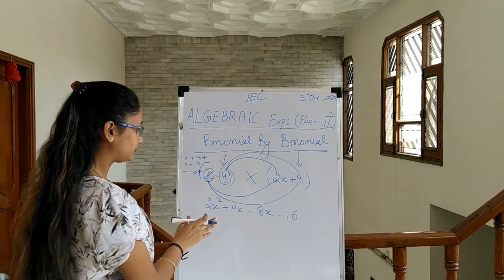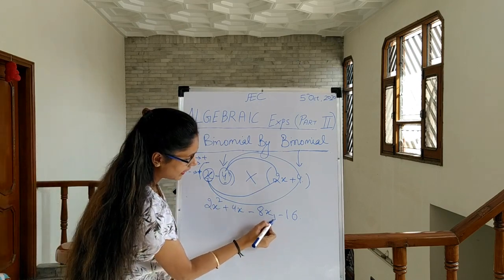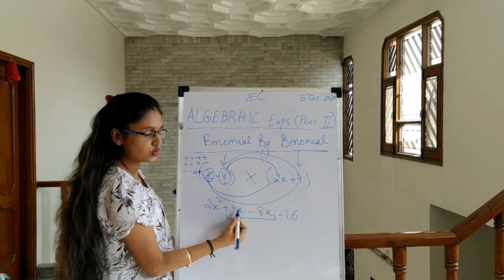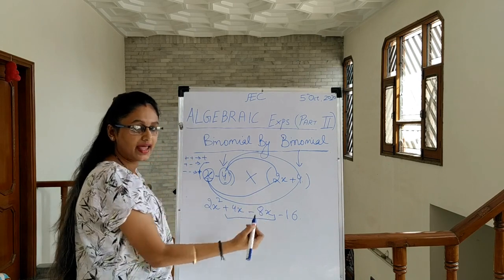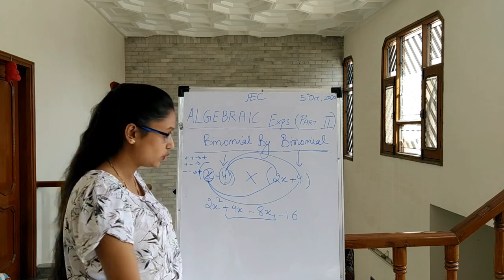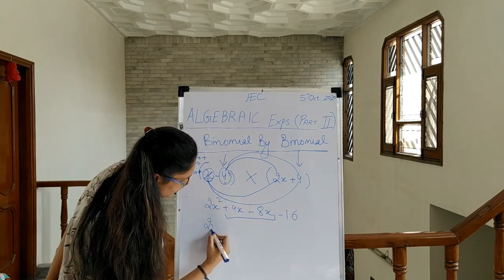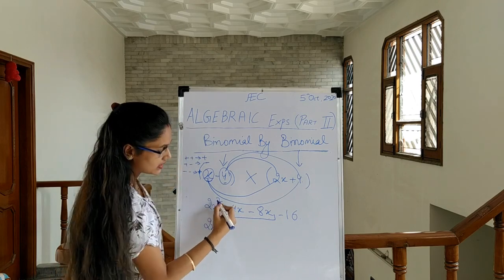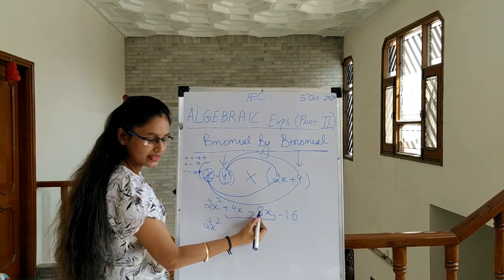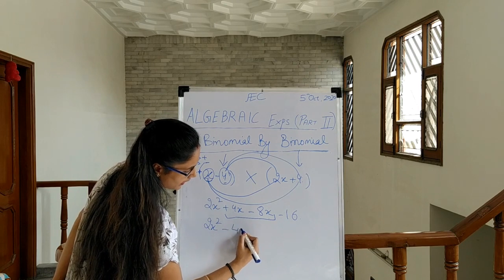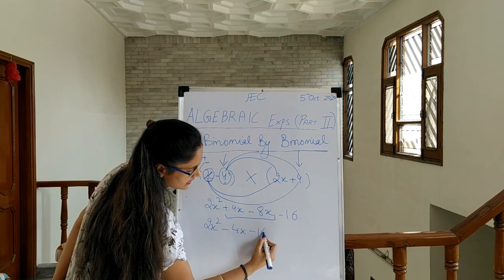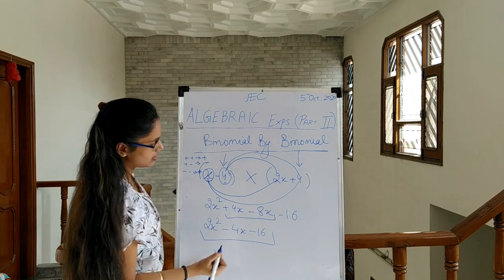Okay. So now we have minus 8x and 4x. So as you can see, these are your like terms, and as we have studied in a previous video, we can add or maybe subtract these values. So I will simplify it further. 2x square plus 4x minus 8x would be a minus 4x, minus 16. So this is your answer to this.